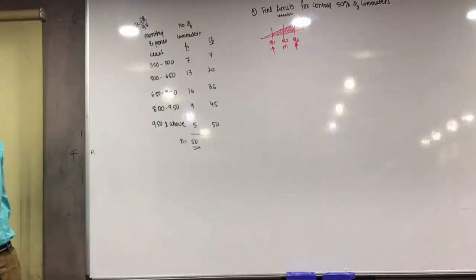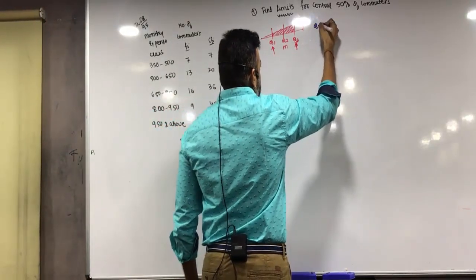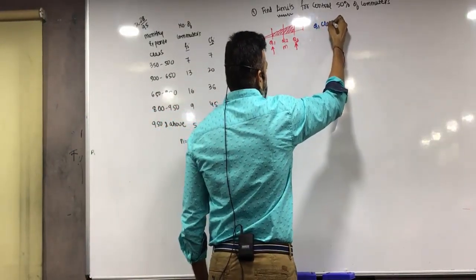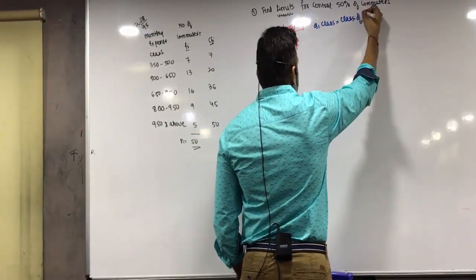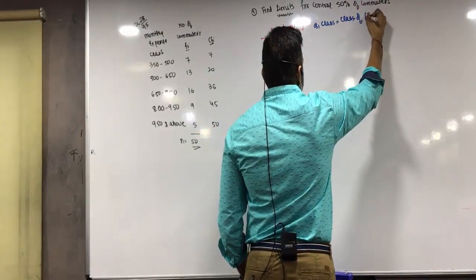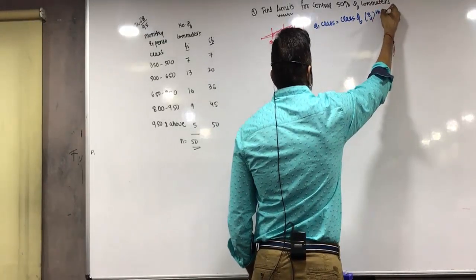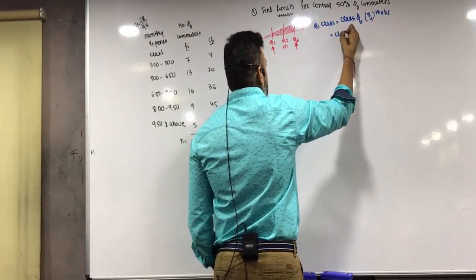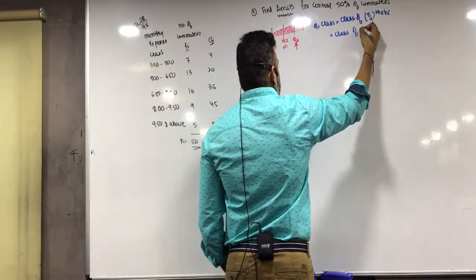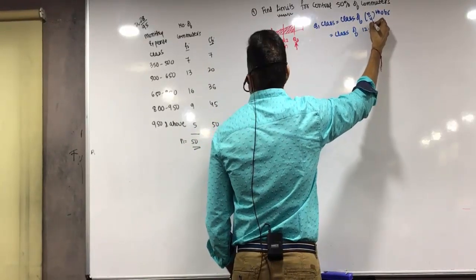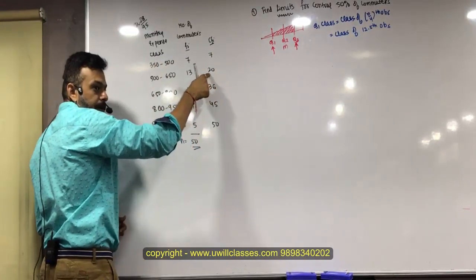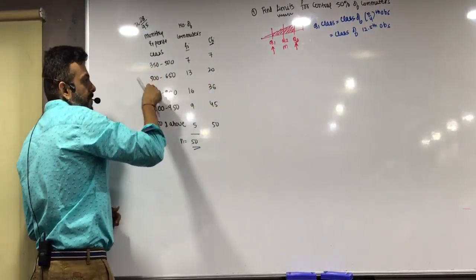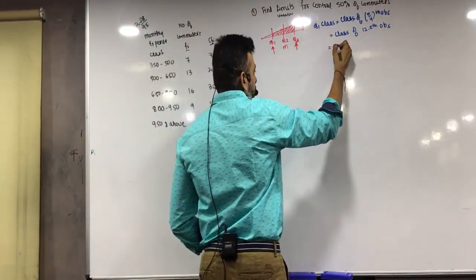Okay, find out Q1. Q1 class is equal to class of n by 4th observation, which is class of 50 by 4, so the 12.5th observation. Where will 12.5 come? Over here. So it will be 500 to 650.